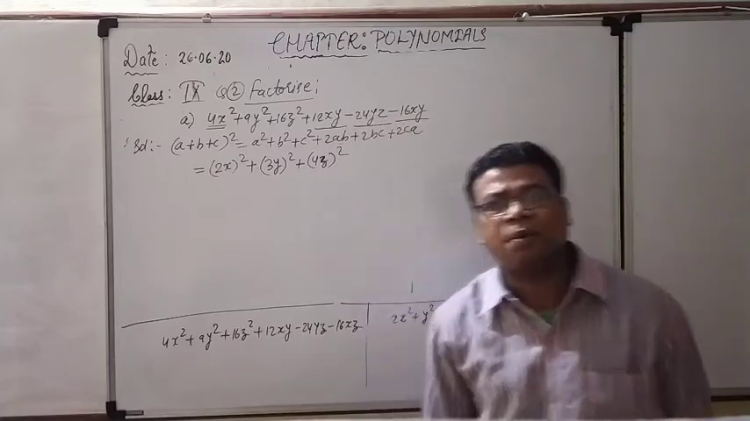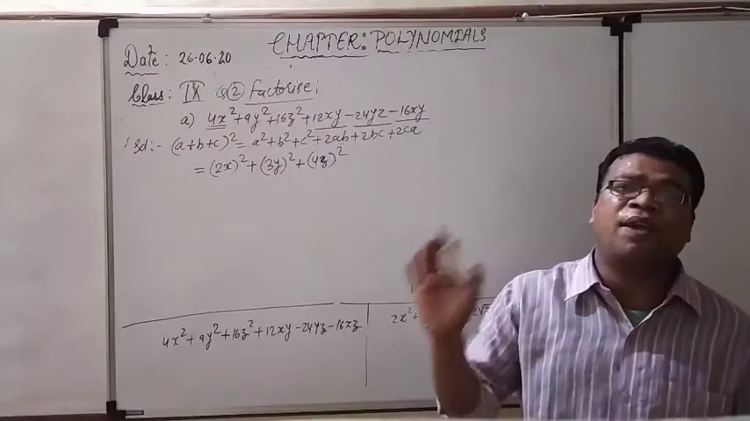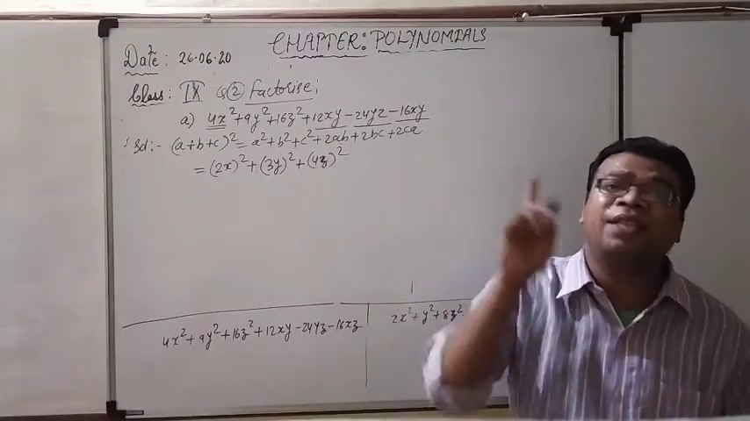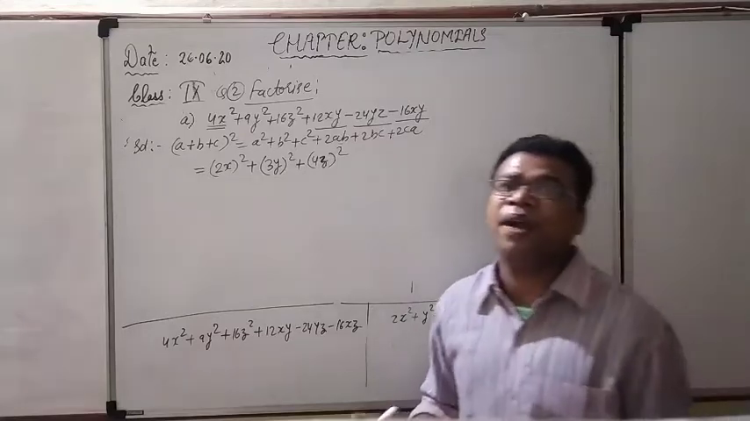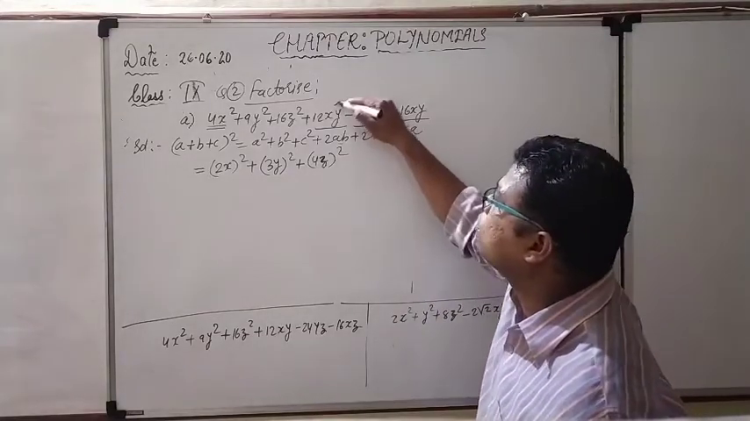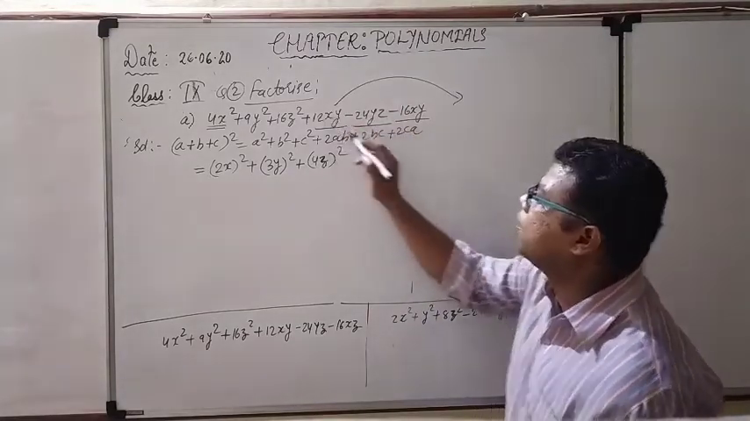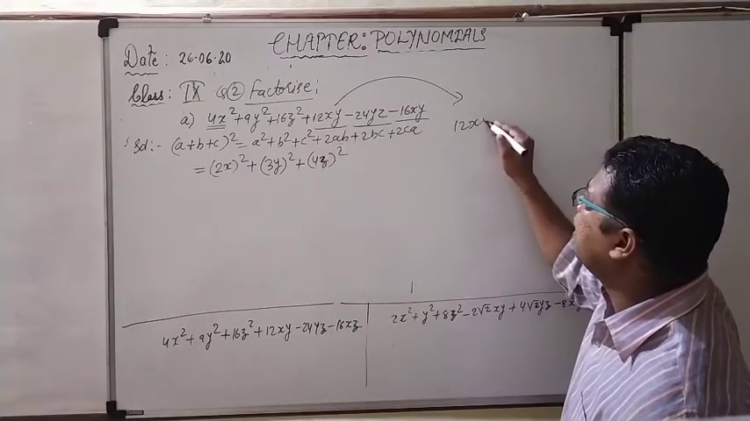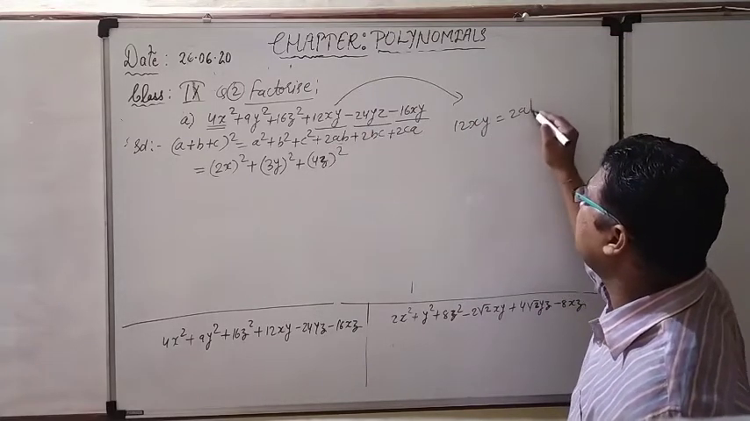And why are the things coming in the negative form? Because one of the values of a, b and c is negative. How can we find out which particular value is negative? See this particular thing: this 12xy is representing 2ab.